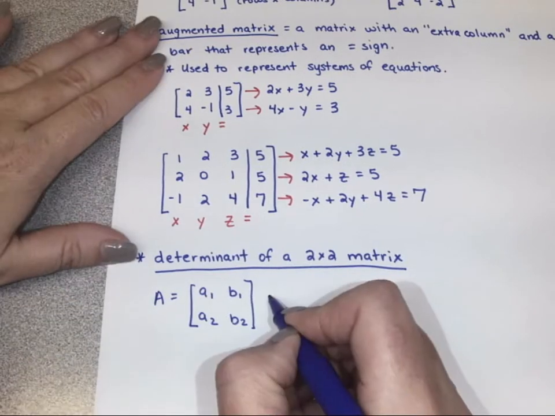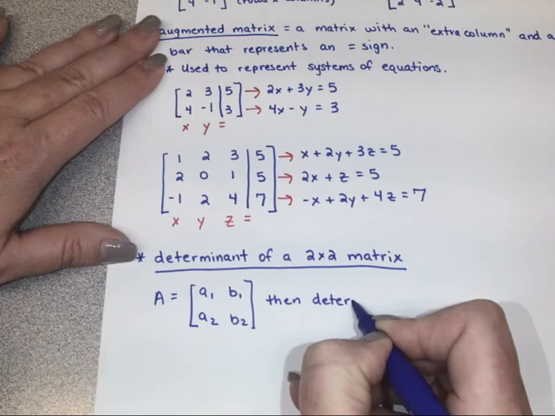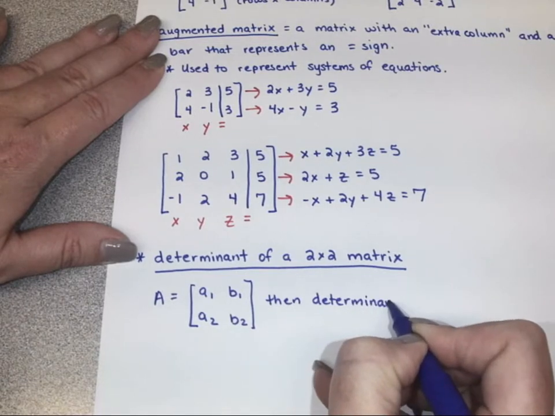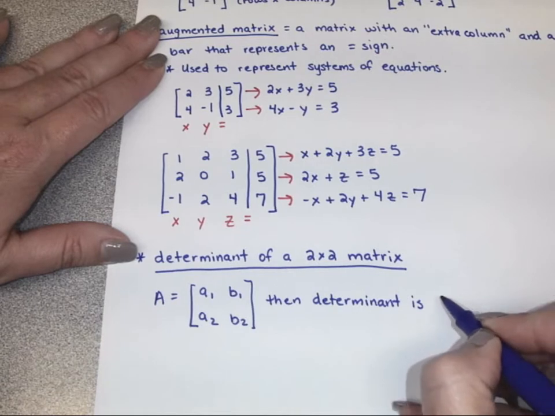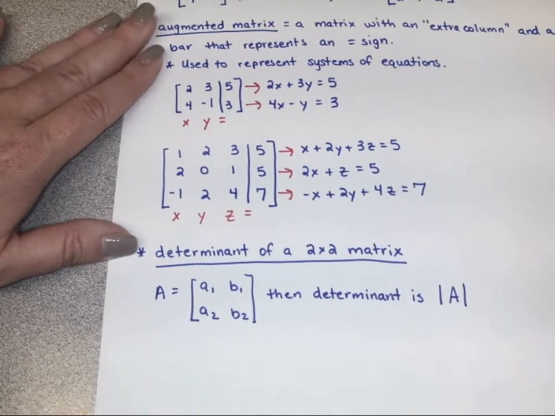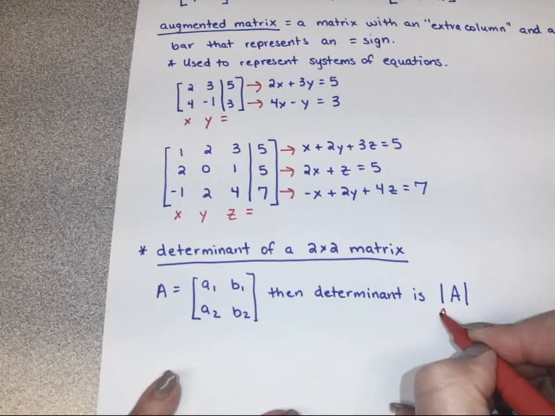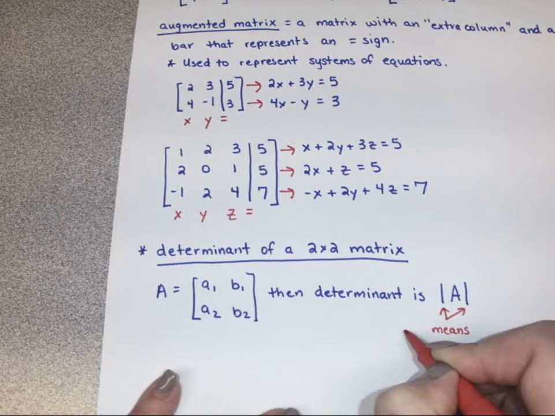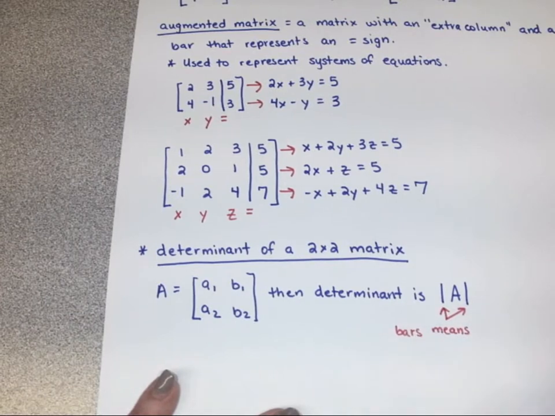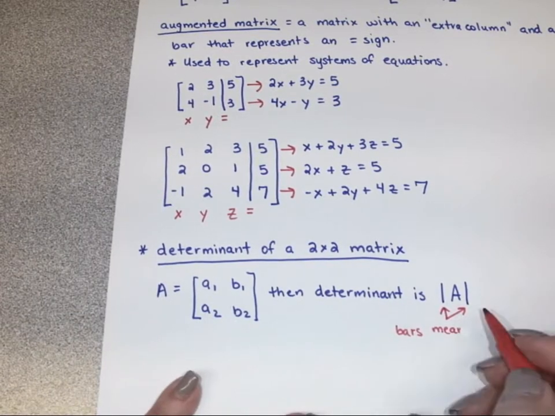So if you're given the following matrix, then the determinant is a special kind of mixture of the numbers where you kind of cross multiply. So first of all, when you want the determinant, you're going to use these bars. Okay, so these bars right here mean determinant. So the bars mean find the determinant.